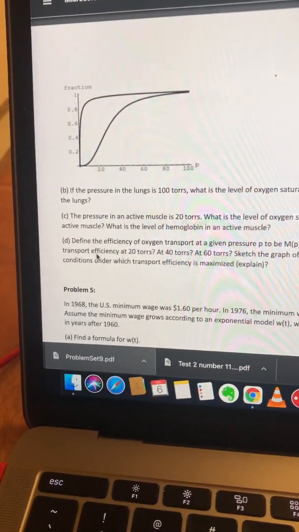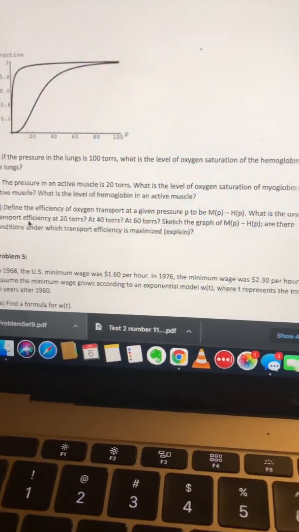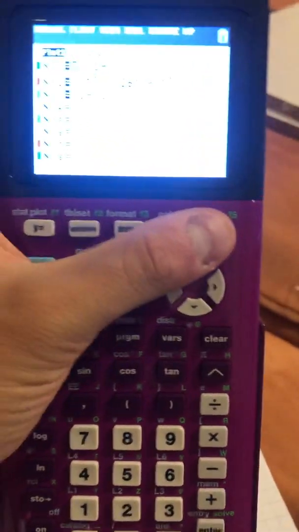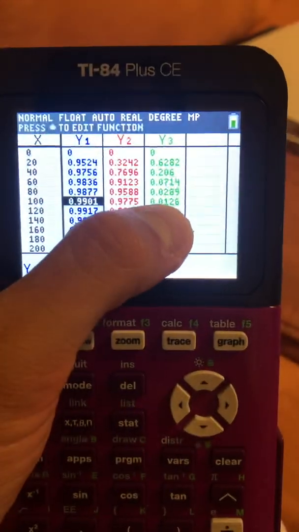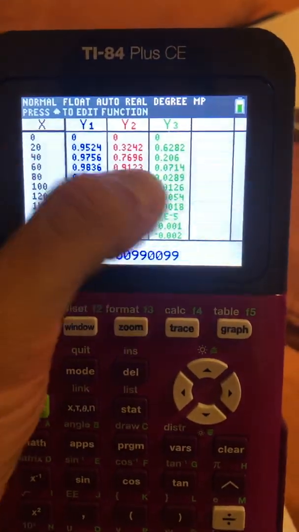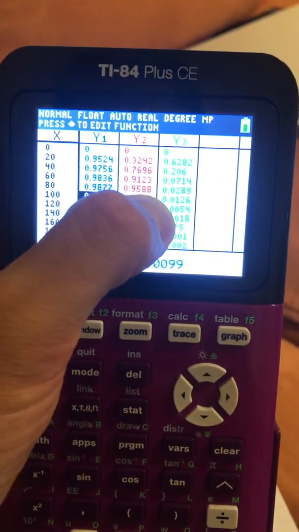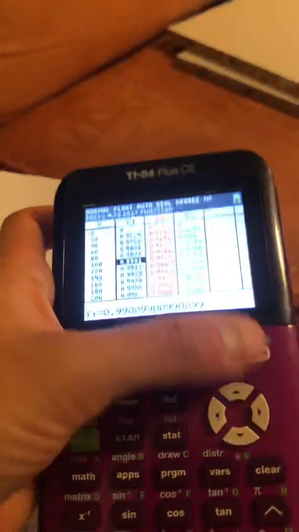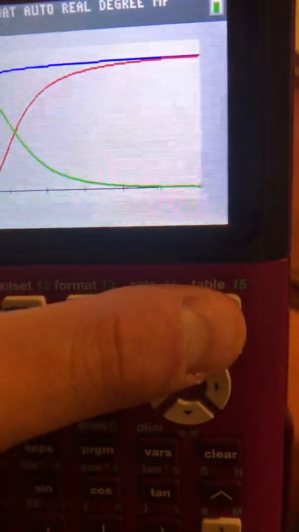Then ask what the oxygen transport efficiency is at 20, 40, and 60 torrs, and then sketch the graph. And so again, we just go over here to our table, press second graph, get to table, and we have Y3 in green. 20, 40, 60, 80. We just copy those down, put them down, and just notice that we're basically getting less efficient as pressure goes up. And you can see that as well visually in the graph. So it's highly efficient up front, and then not so much later on.